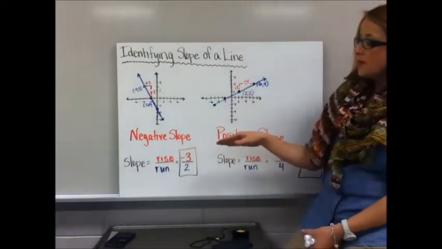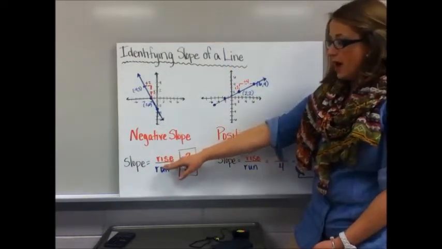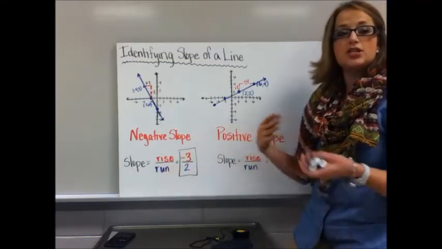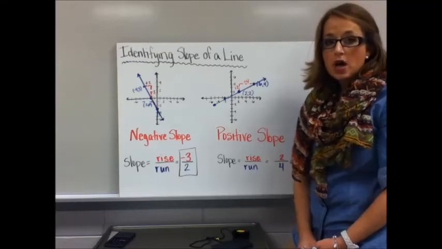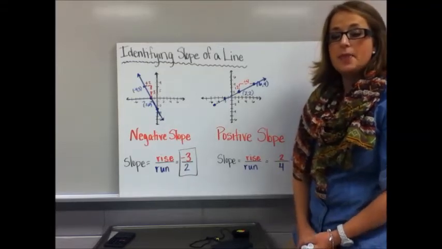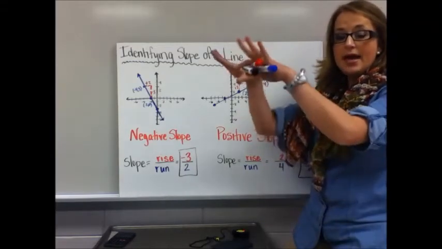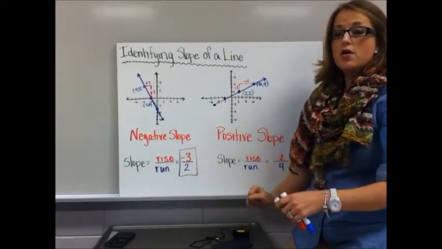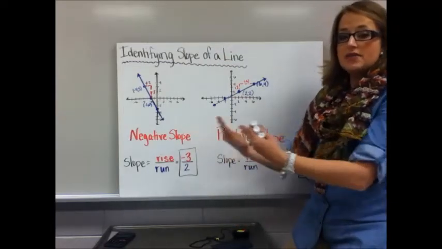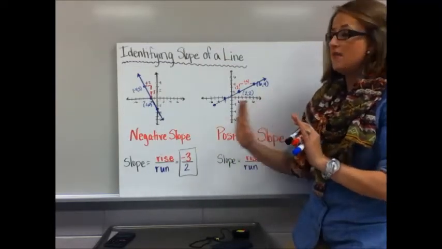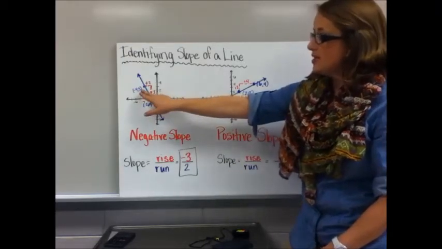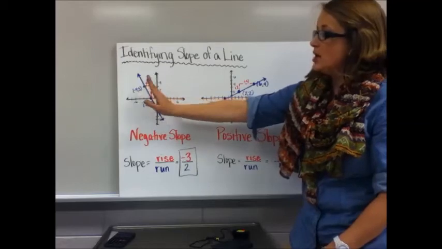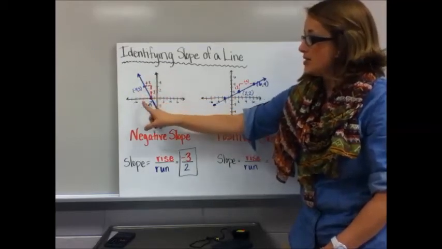So to find the slope of each of these, you're wanting to get the rise over the run, how much it's changing vertically over how much it's changing horizontally. When you're talking about rise, it's going to be positive if it's going up, negative if it's going down. For run, it's going to be positive if it's coming to the right, and negative if it's going towards the left.